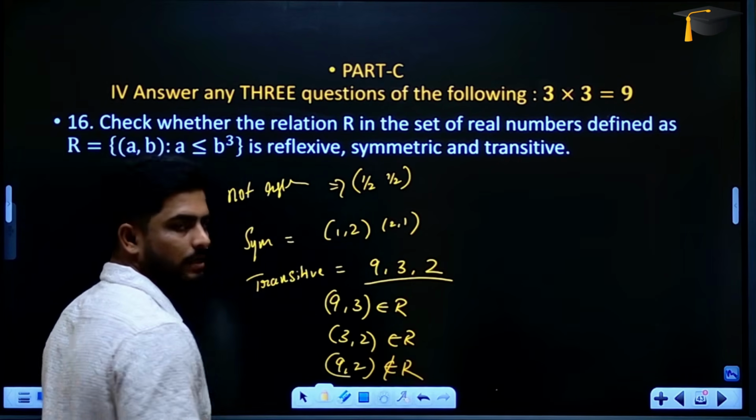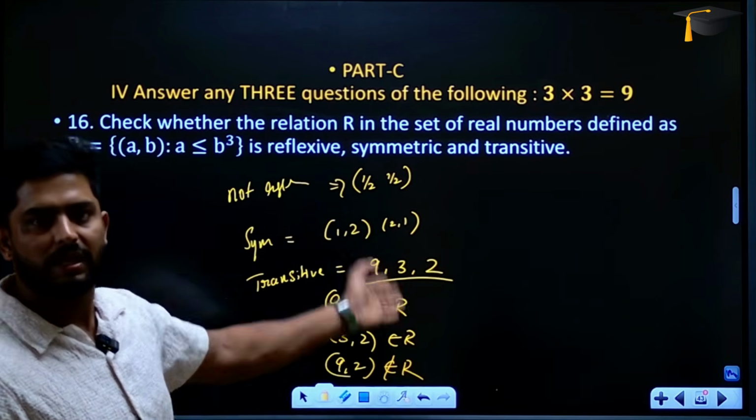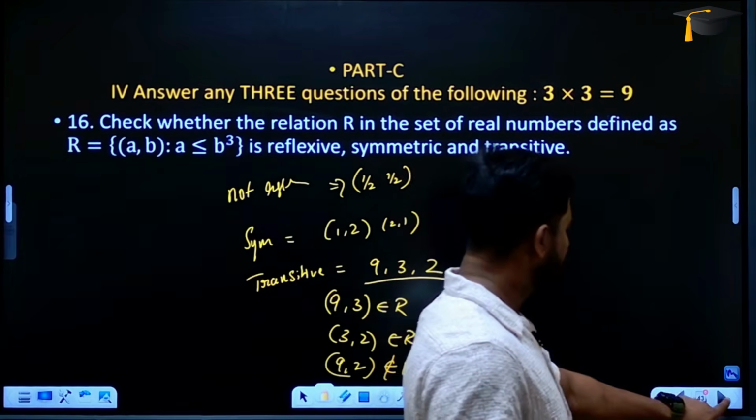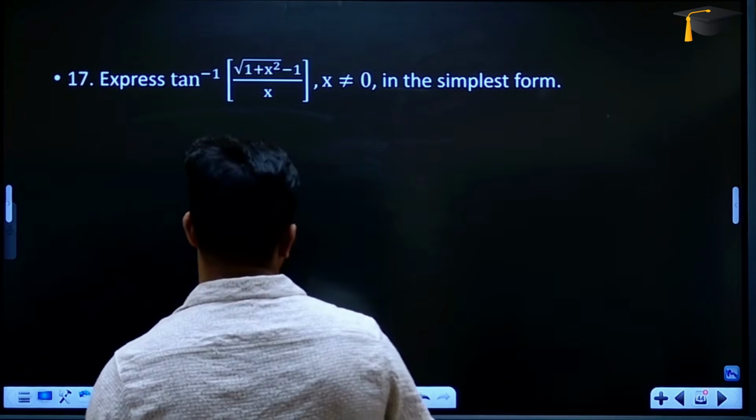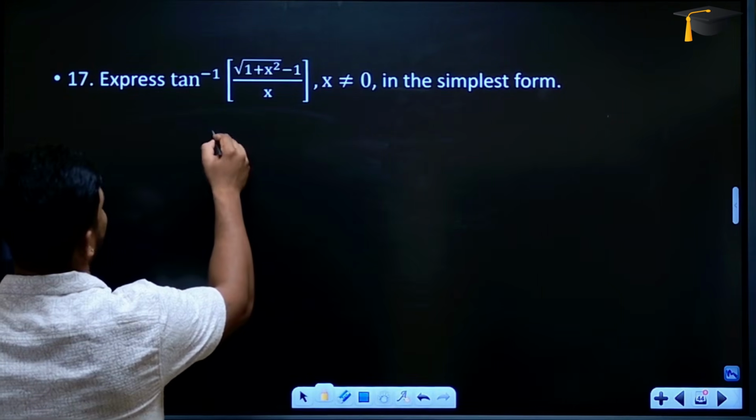So hence R is not reflexive. That much is enough, so you get 3 marks. Okay, you will know how to write it, so take a look. Next, here if you just substitute x is equal to tan theta, right?